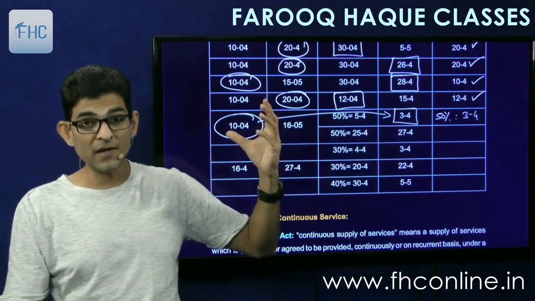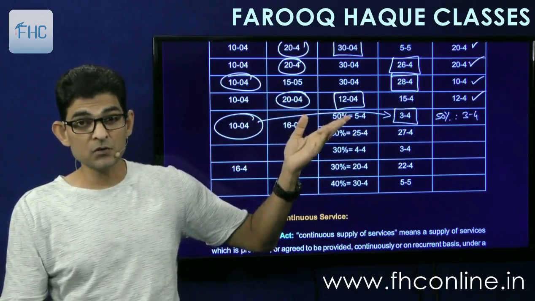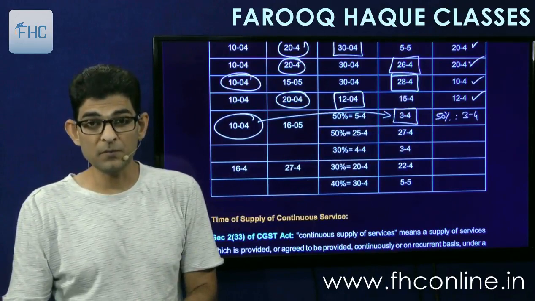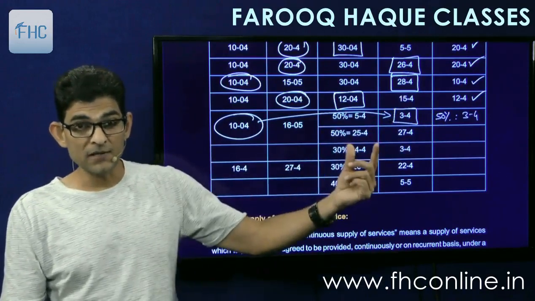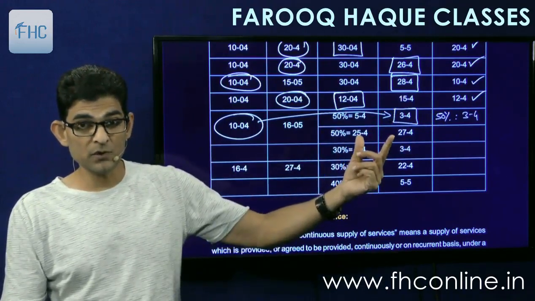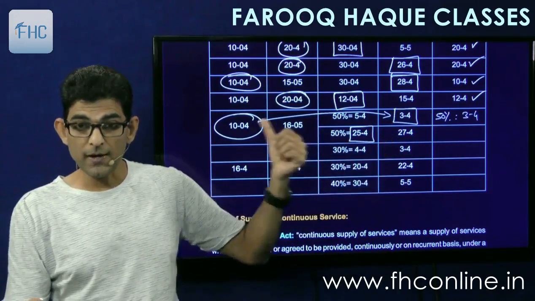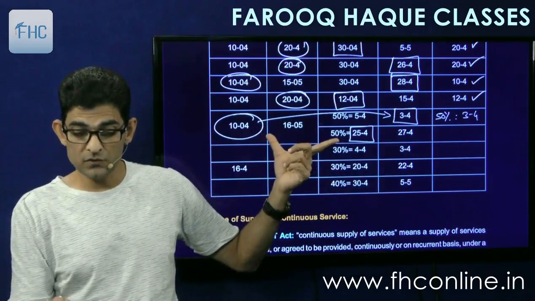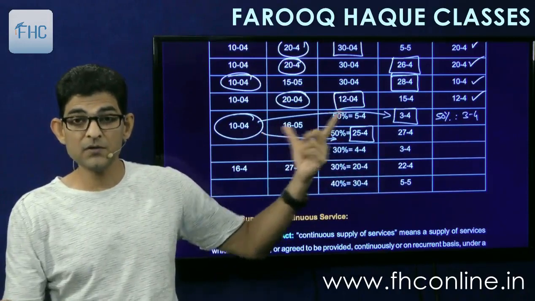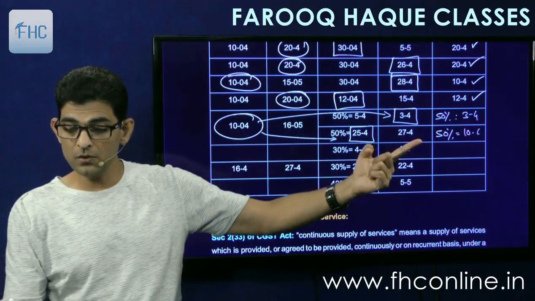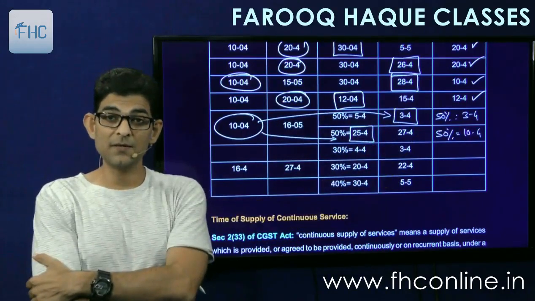Means if the invoice is of 1 lakh, 50,000 is received here. So for 50,000 the time of supply will be 3/4, 3rd of April. And for the balance 50% it will be 25/4 or 27/4, whichever is earlier, 25/4. And 10/4 or 25/4, whichever is earlier, will give us 10/4. So the balance 50% value, the time of supply will be 10th April.